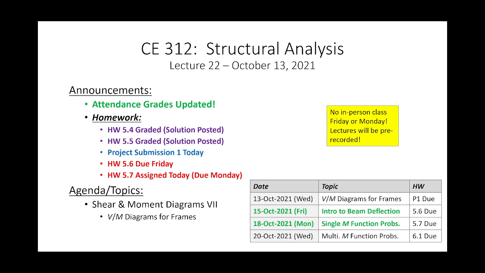Okay, so this is the homework structure for the next little bit. Homework 5.6, the shear and moment diagrams for internal hinges, is due Friday. It could have been due today, but I didn't want it due at the same time as the project. Today we're going to discuss frames, so I'm assigning homework 5.7 today, but it's going to be due Monday. Everybody okay on that? All right, so that's our schedule. Any questions on the schedule?